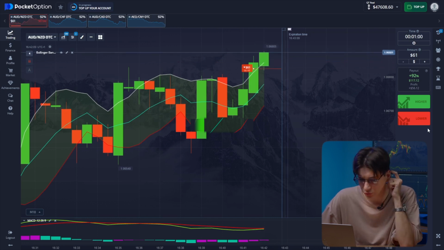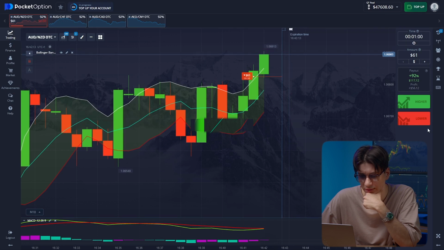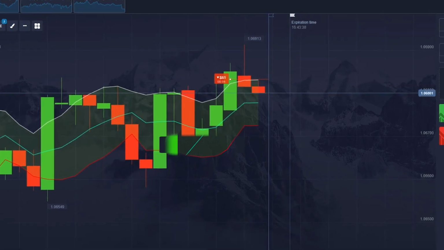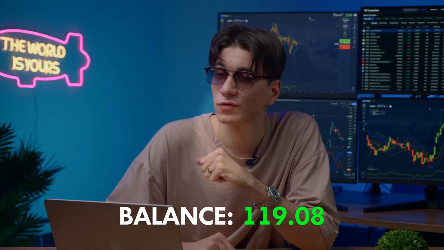Here comes the last push from the buyers. The candle moves above the upper Bollinger Bands, which is a clear indicator of a trend reversal. The deposit has increased again. Moving on to the next action.